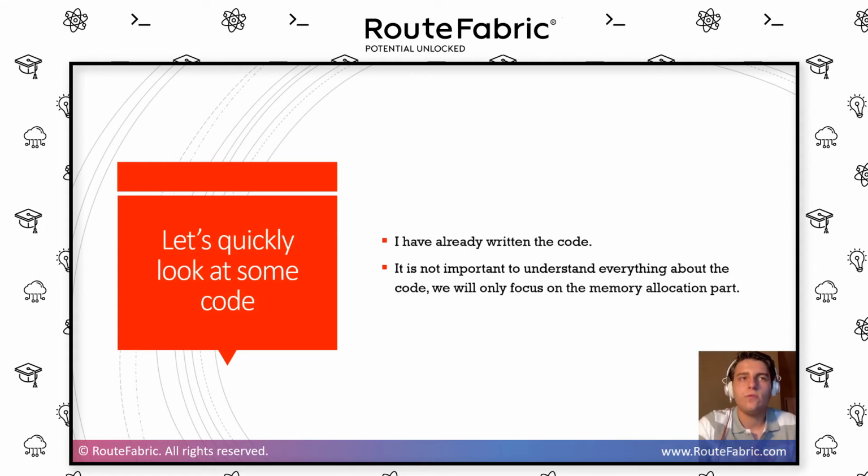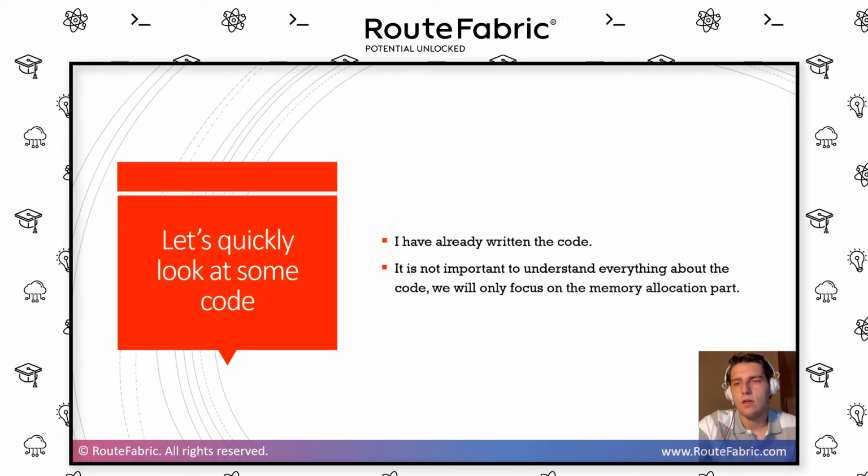So real quickly, we're just going to look at some code. For simplicity's sake, I've already written the code, and I want to specify that it's not important to understand everything about the code. There's some stuff that we haven't gotten to yet. We will only be focusing on the memory allocation parts of the code, so just keep that in mind.